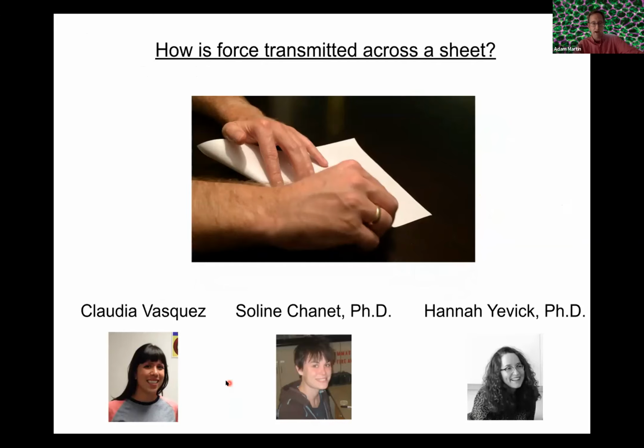I'm going to start with work done by a former graduate student in my lab, Claudia Vasquez, who did work optimizing our inference methods to measure forces in these sheets, and also showed that these forces are dependent on myosin. And then I'll tell you about work done by Soline Chenet, who did experiments to alter the pattern of forces in the tissue to show us what morphologically happens. And then I'll also tell you about work done by Hanna Jevic, who developed quantitative approaches to map how forces are transmitted through a tissue, and also worked with the Dunkel lab to show how that impacts tissue shape.